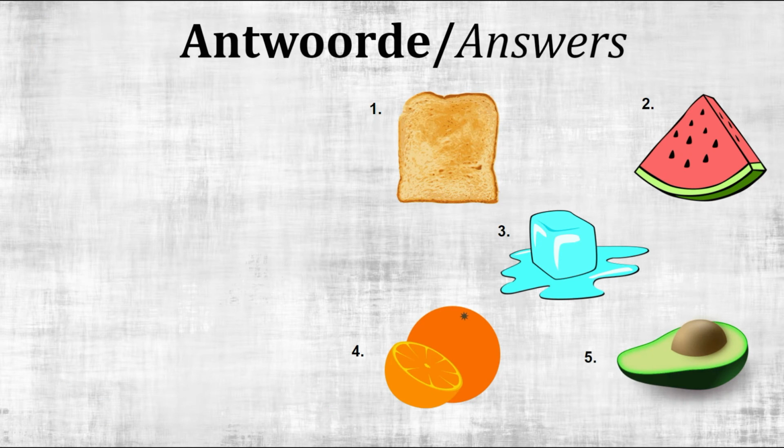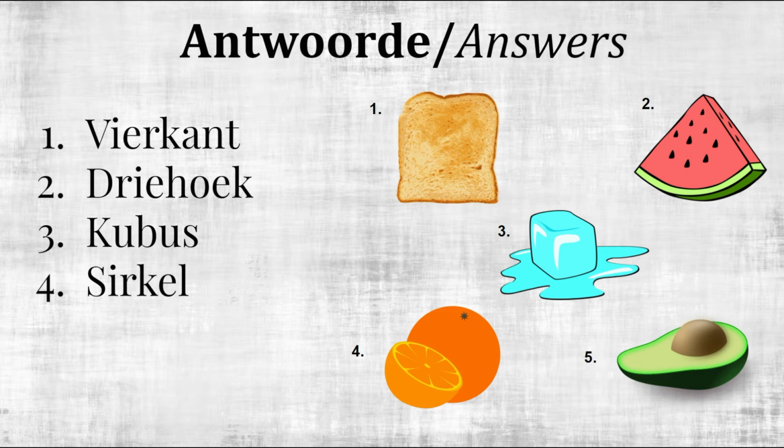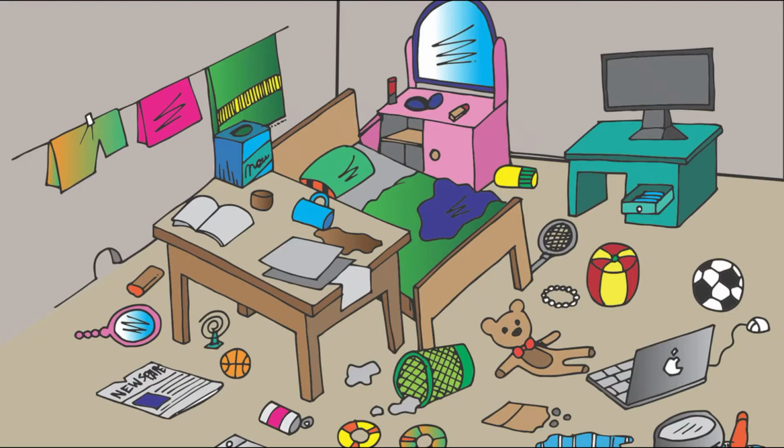Antwoorde. Die snybrood, vierkant. Die watlemoen, driehoek. Die blokkie ys, kubus. Die lemoen, sirkel. En die avokado peer, ovaal.